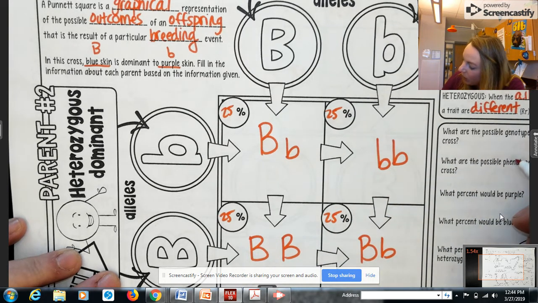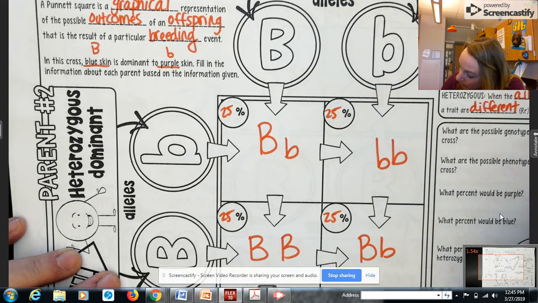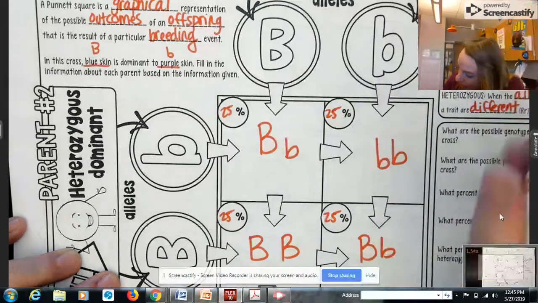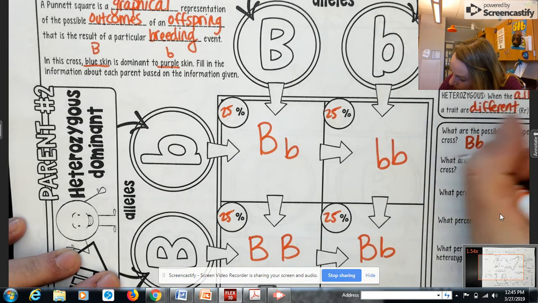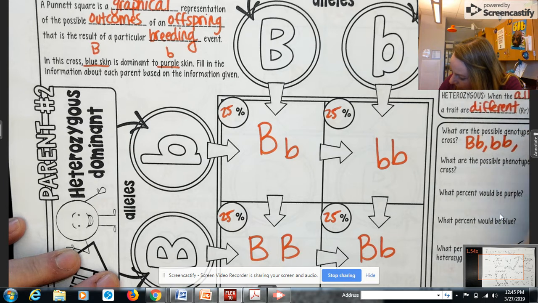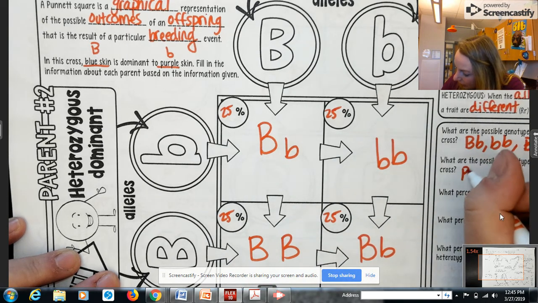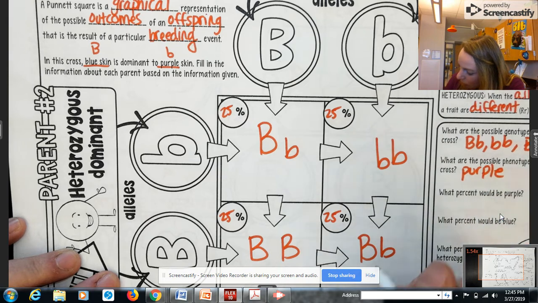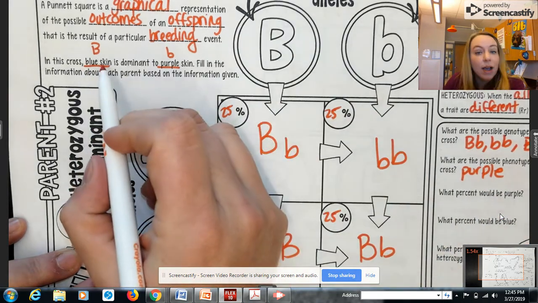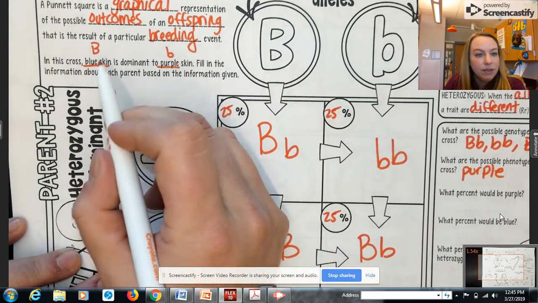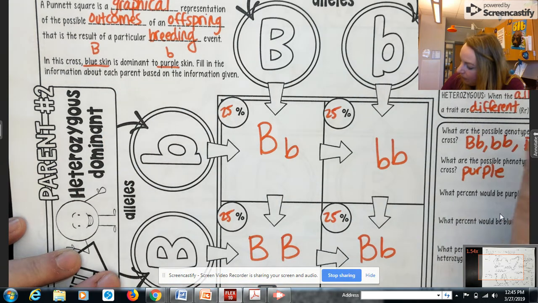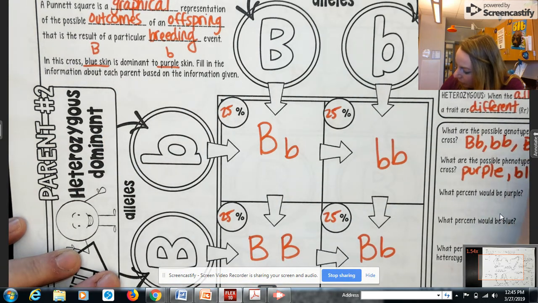So when I answer my questions, what are the possible genotypes from this cross? I have big B, little b, little b, little b, and big B, big B. What are the possible phenotypes from this cross? I actually can have purple skin, or all 3 of these all have a dominant allele, and so they're all going to be blue skin. So I can have purple or blue.